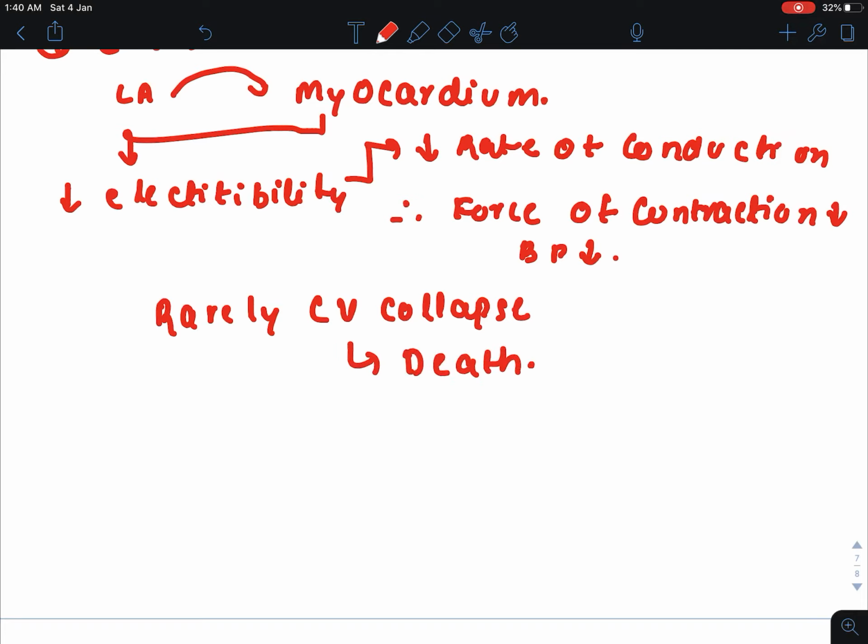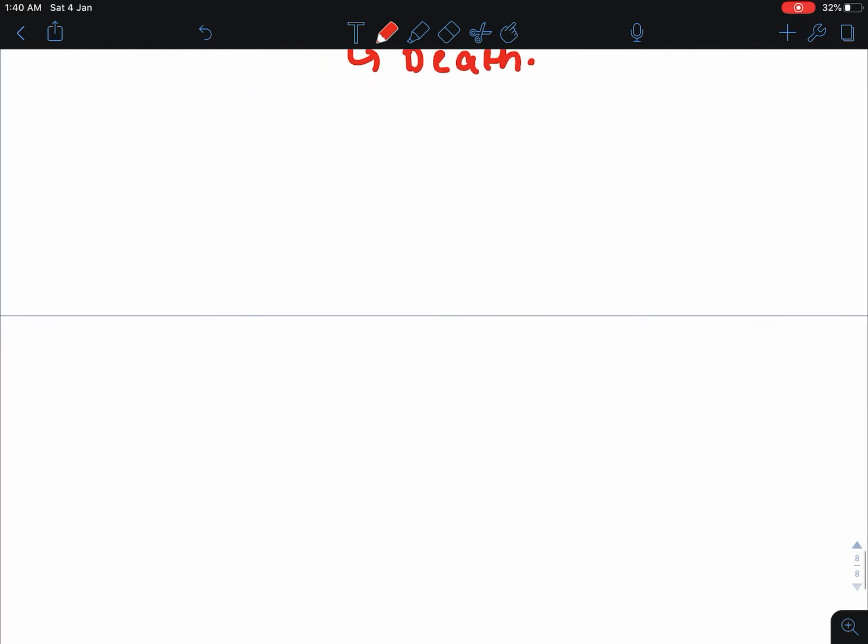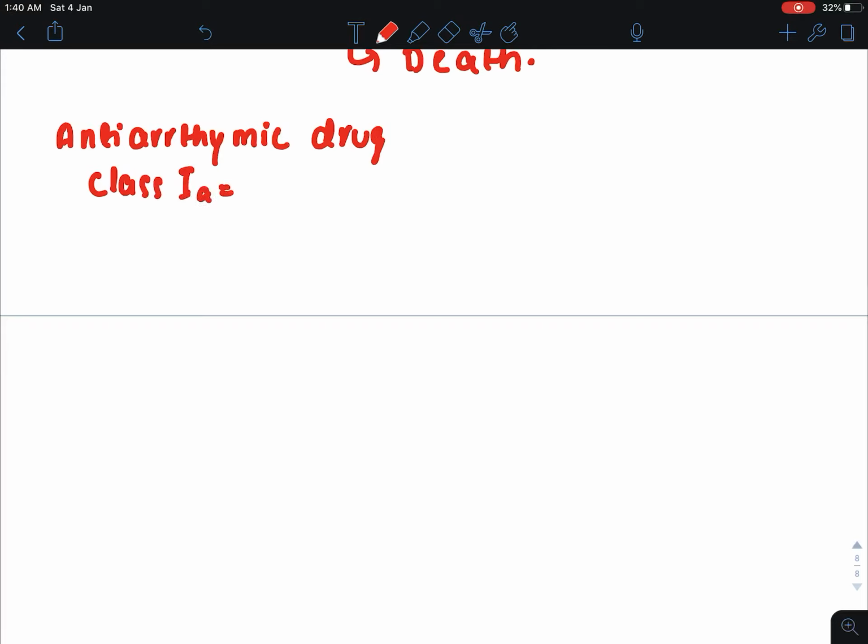Now there are a few local anesthetics which are used as anti-arrhythmic drugs. They are class 1 anti-arrhythmic drugs: lignocaine and procainamide.